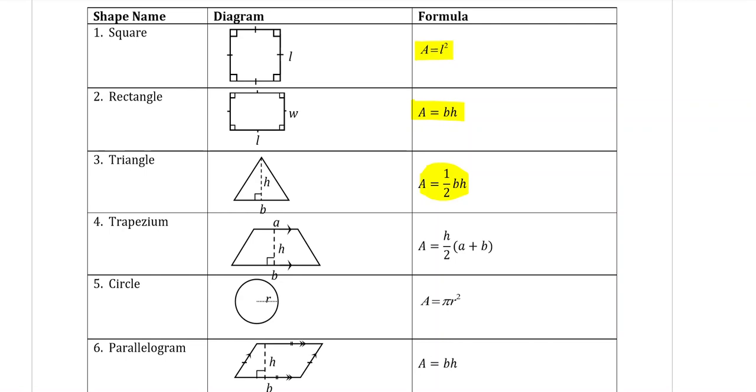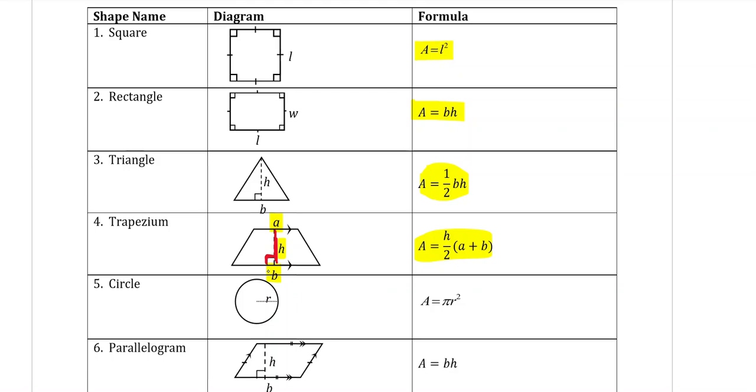A trapezium is H over 2 in brackets A plus B. The H is the side that's going between the two parallel ones. It does need to have this little right angle in here, so we call it a perpendicular height between those two parallel sides. The A and the B are the length of the two parallel ones. It doesn't really matter which one's A, which one's B. The shorter one doesn't have to be the A. So you have those two sides added together in the bracket, and you have the height over 2 at the front. Okay, it's a trapezium.